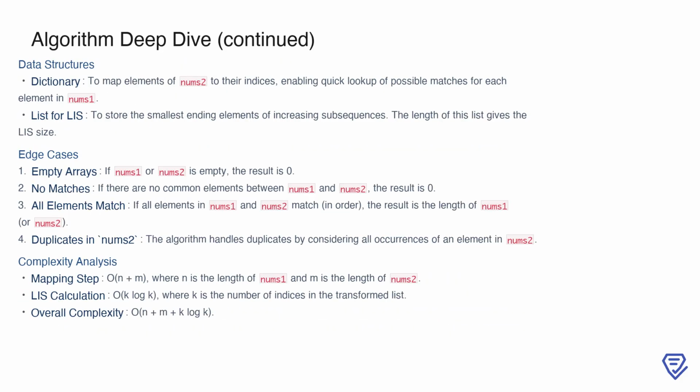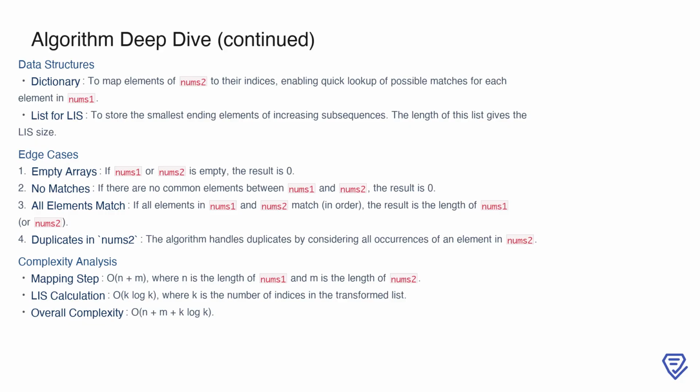To implement this approach, we use two main data structures. The first is a dictionary, which maps each value in nums2 to its indices, enabling quick lookups of possible matches for elements in nums1. The second is a list to store the smallest ending elements of increasing subsequences, which is used to compute the LIS. The algorithm handles several edge cases effectively. For instance, if either array is empty, the result is 0 since no matches are possible. Similarly, if there are no common elements between nums1 and nums2, the result is also 0.